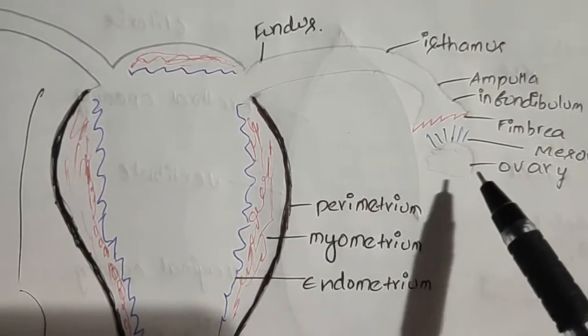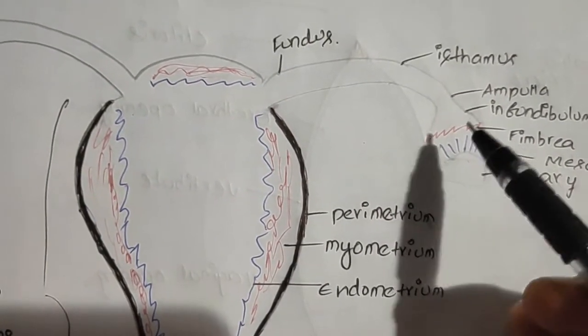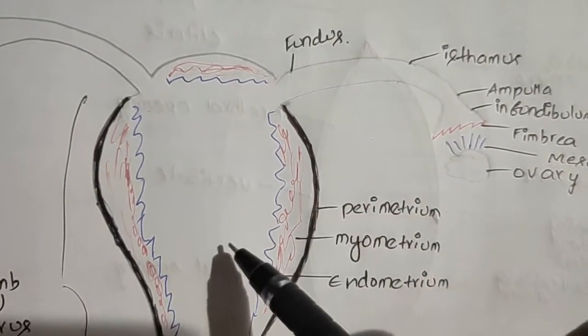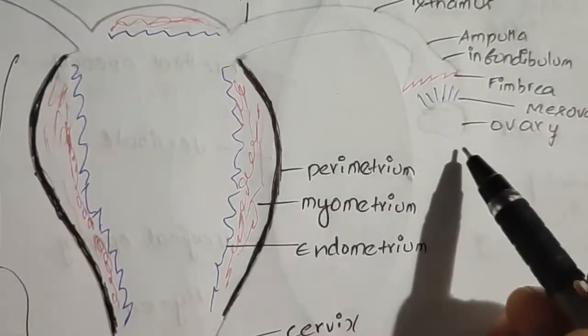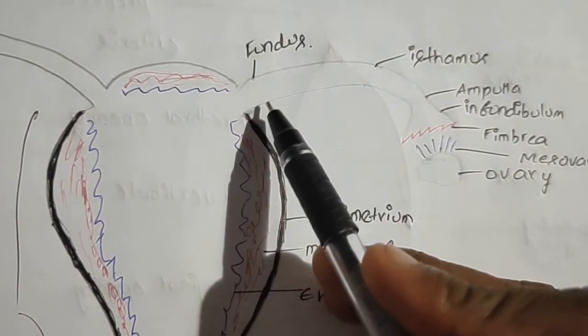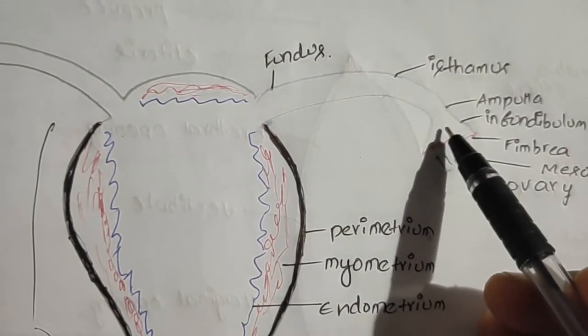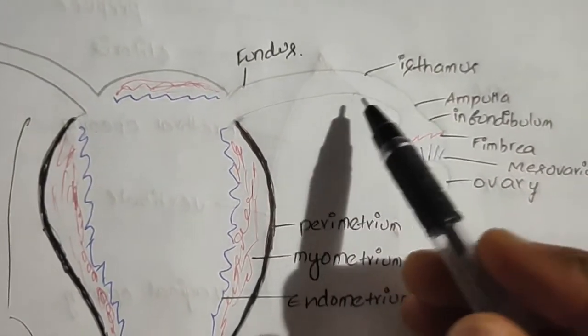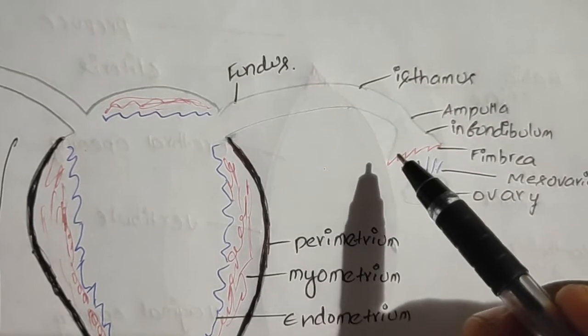From this ovary, the egg is released and it is collected by the fallopian tube, and from the fallopian tube it reaches the womb. Above this ovary is present a fallopian tube, and this complete structure is known as the fallopian tube, which is about 10 to 15 cm long and has different parts.